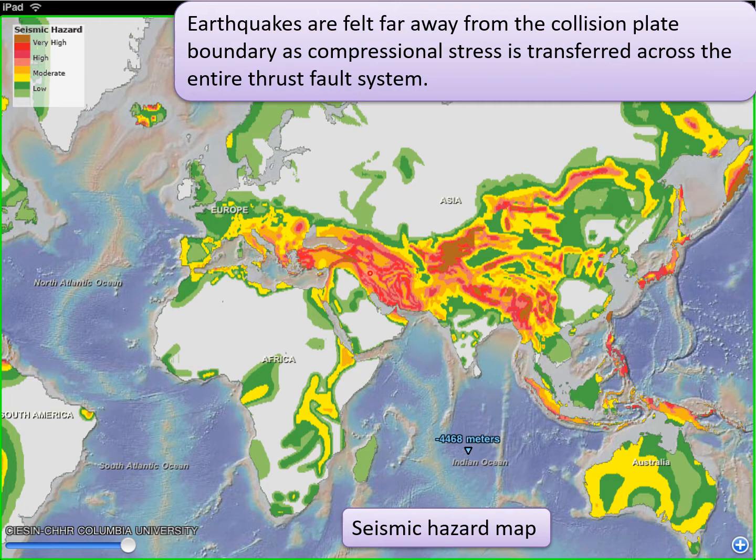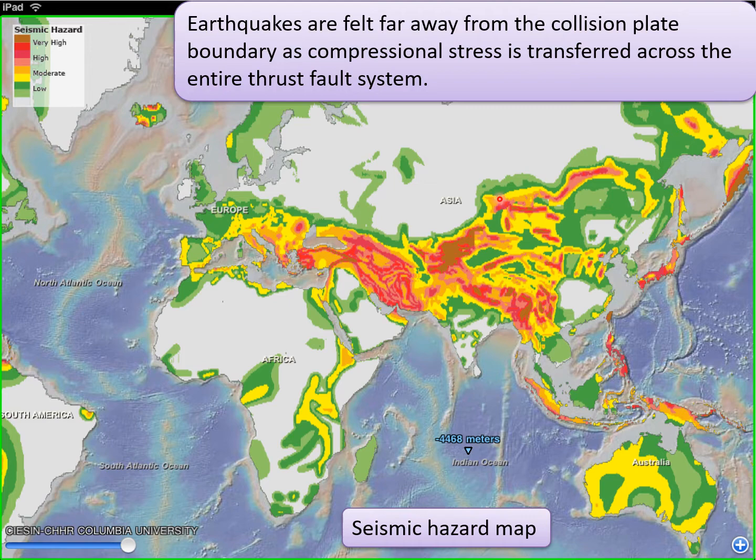This is Iran, around here as well, and Iran has a history of lots of earthquakes, and it's quite a hazardous location. And this is the Himalayas, but look carefully, this is where the collisions happen. This is the convergent plate boundary, but if you look at this, you've got earthquakes happening 1,000, 2,000 kilometers north of the plate boundary.